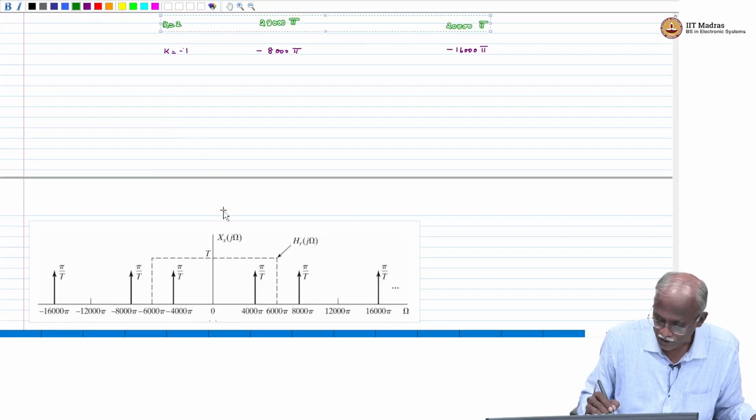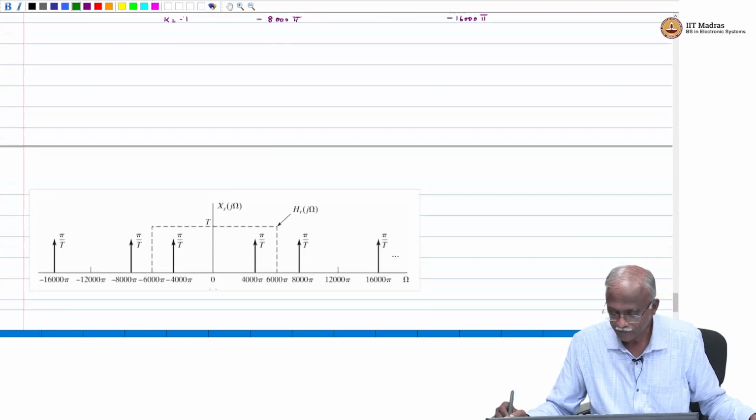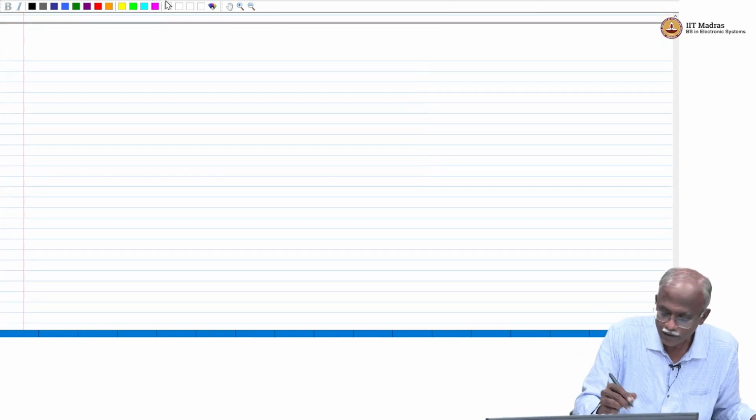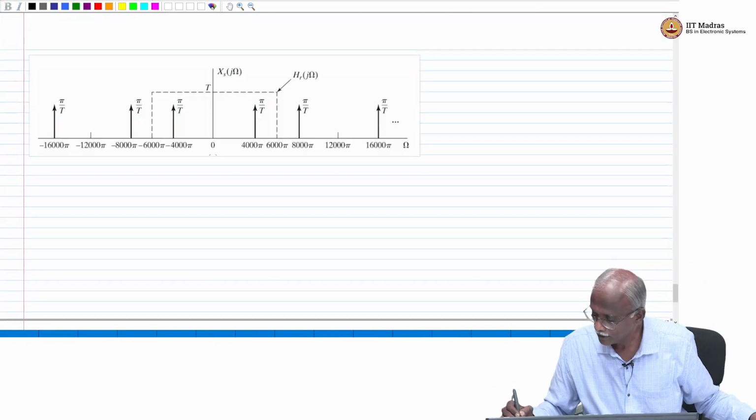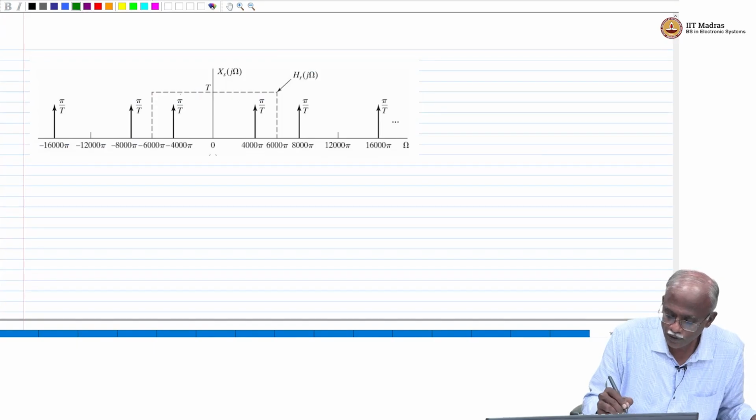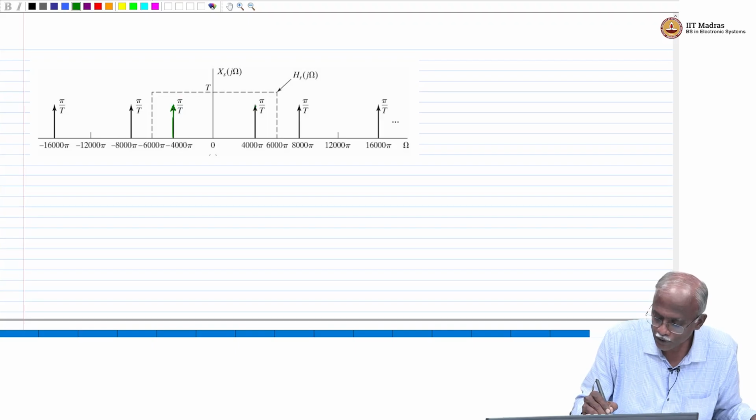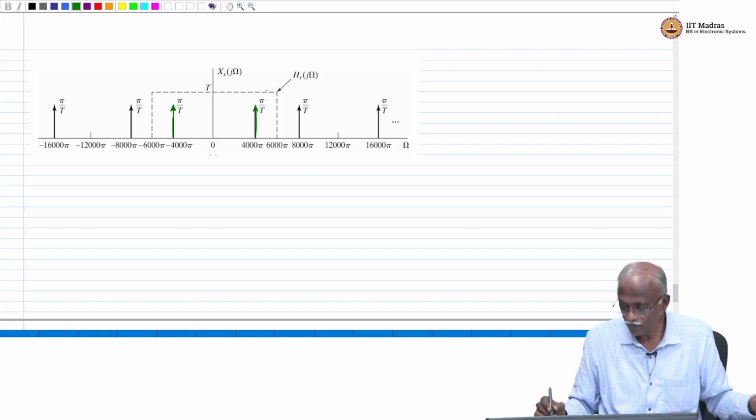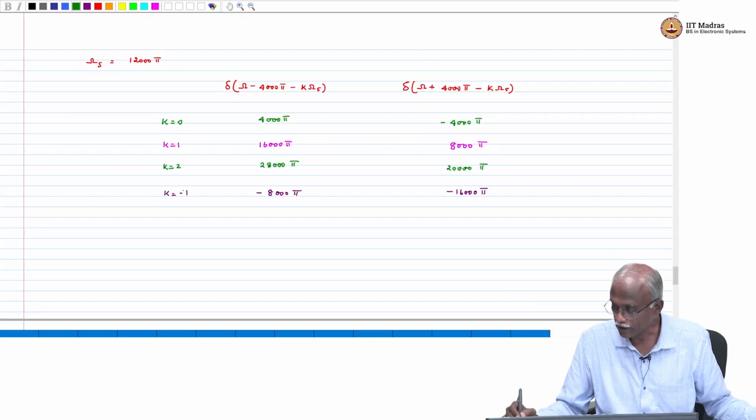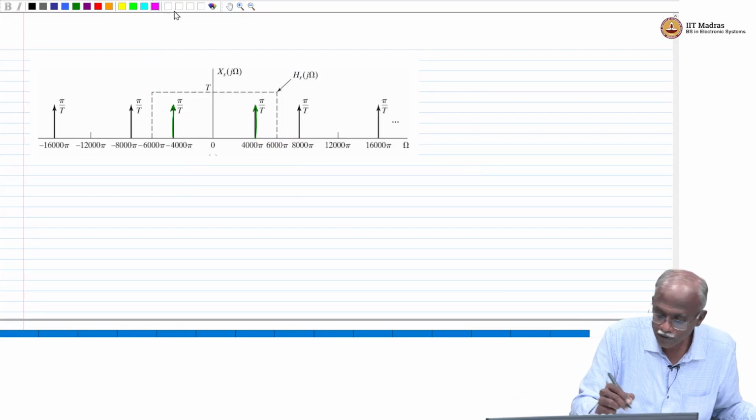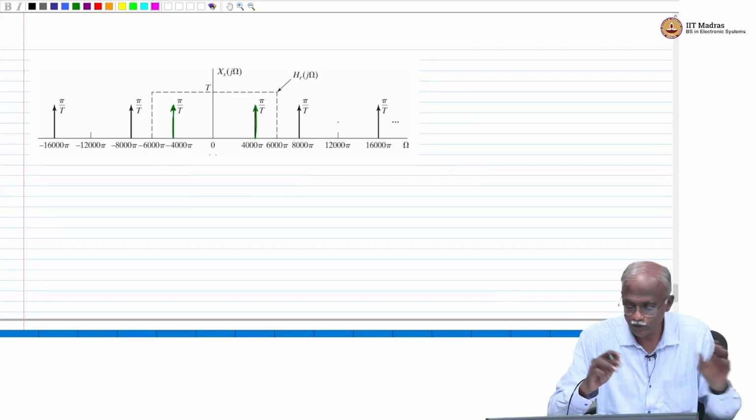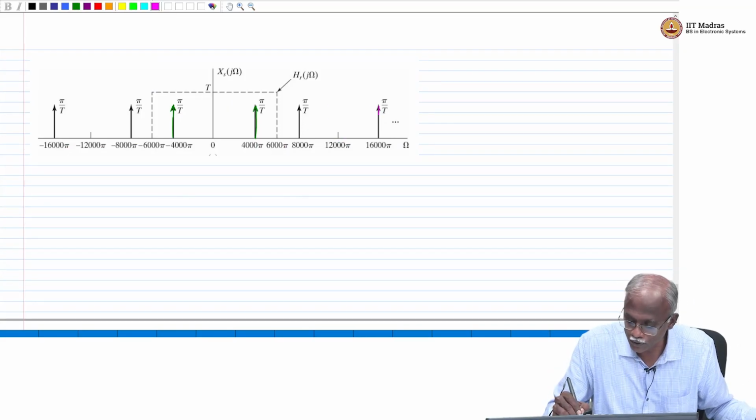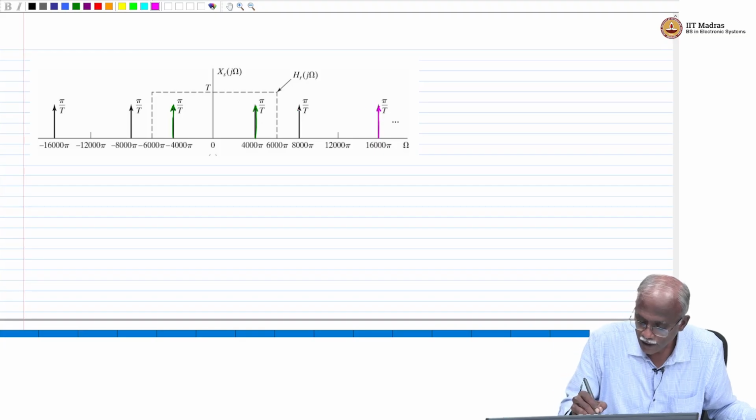K equal to 0 was green. So let us color code minus 4000 pi and 4000 pi. Scale factor is pi over t. K equal to 1 was pink. K equal to 1 is centered around 12,000. On the plus side, it will go to 16,000 and this will become 8,000.